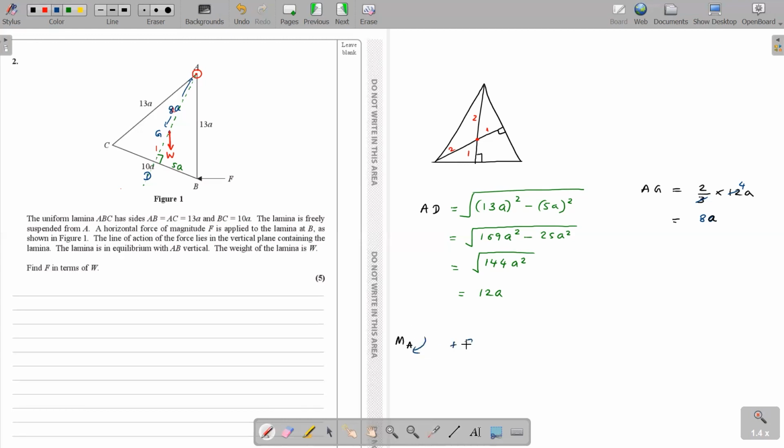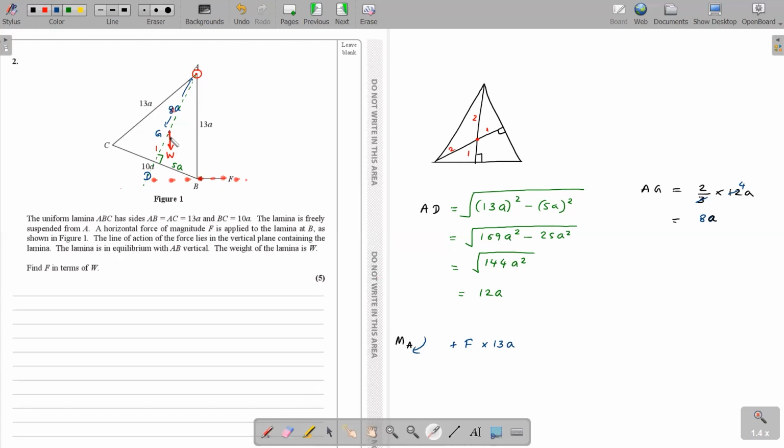So positive F moment is force into distance. What's the perpendicular distance between F and point A? You can directly see it, right? F is going in this manner. The perpendicular distance from A to F is 13A. Is that clear?